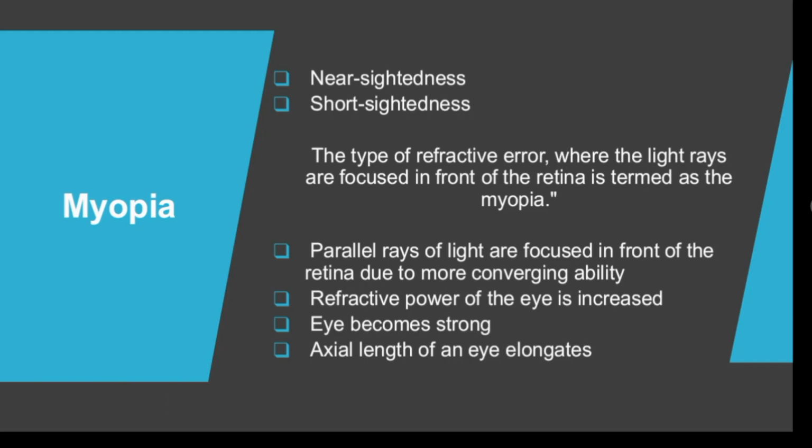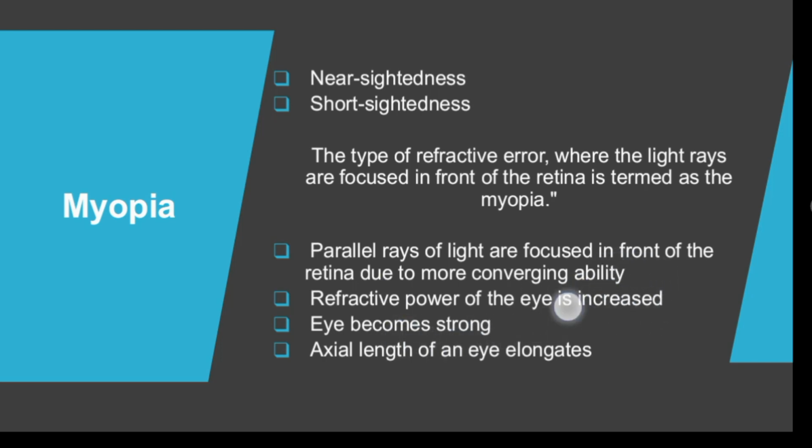So when they are focused in front of the retina, what is happening is that the parallel rays of light coming from the distance are focused in front of the retina. Why are they focusing in front of the retina? Because of the more power of the eye. The converging ability is so high that they are not focused on time, but before time, right? So the parallel rays of light are focused in front due to more converging ability.